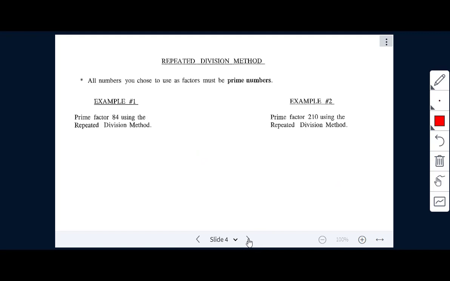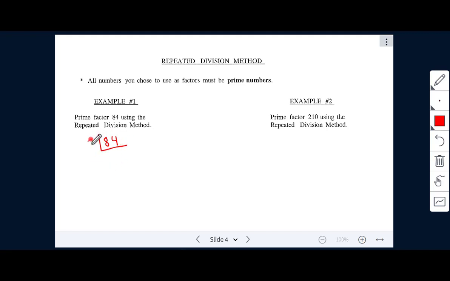All right, the next method is called the repeated division method. Okay, so using the repeated division method, we're going to set it up this way. So we have the 84, and we're going to set it up like this. All right, and what we're going to do with this method is we're going to choose prime numbers as our factors. So 84 is divisible by 2.